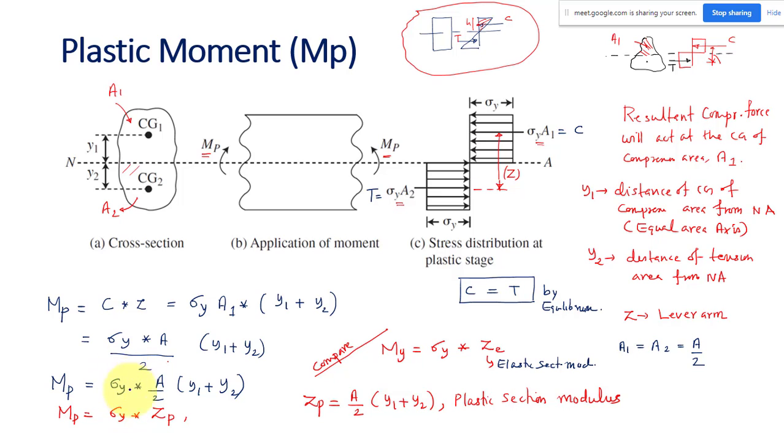So now I can find the plastic moment capacity of any cross section. You take the yield stress into the plastic section modulus, and I can find the plastic section modulus. Just take the area of the given section, find the CG distances y1 and y2, and then you can simply use this equation. That is called the plastic section modulus and plastic moment.